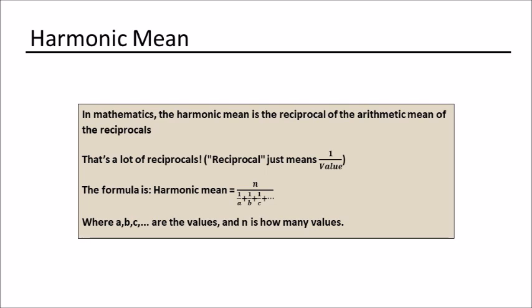In mathematics, the harmonic mean is the reciprocal of the arithmetic mean of the reciprocals. Well, that's a lot of reciprocals. The formula is the harmonic mean equals n over 1 over a plus 1 over b plus 1 over c, where a, b, and c are the values and n is how many values.